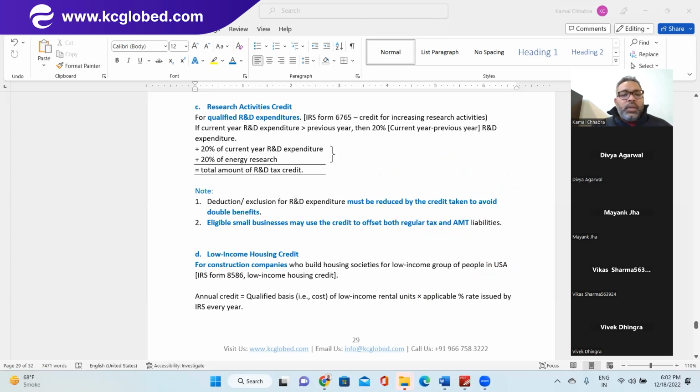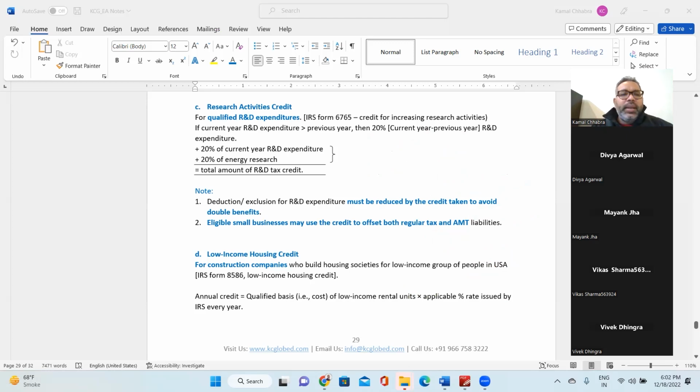Okay. So, an eligible small business may use the credit to offset both regular tax and AMT. We'll be discussing small businesses in part 2. As of now, just keep in mind, if the question says this is for small businesses, then you can reduce this amount from regular tax as well as from the alternate minimum tax, both.